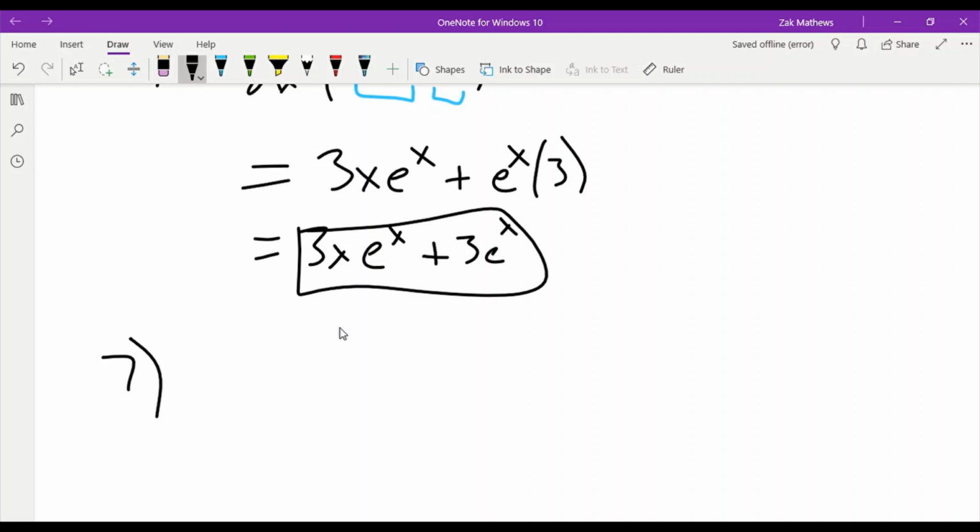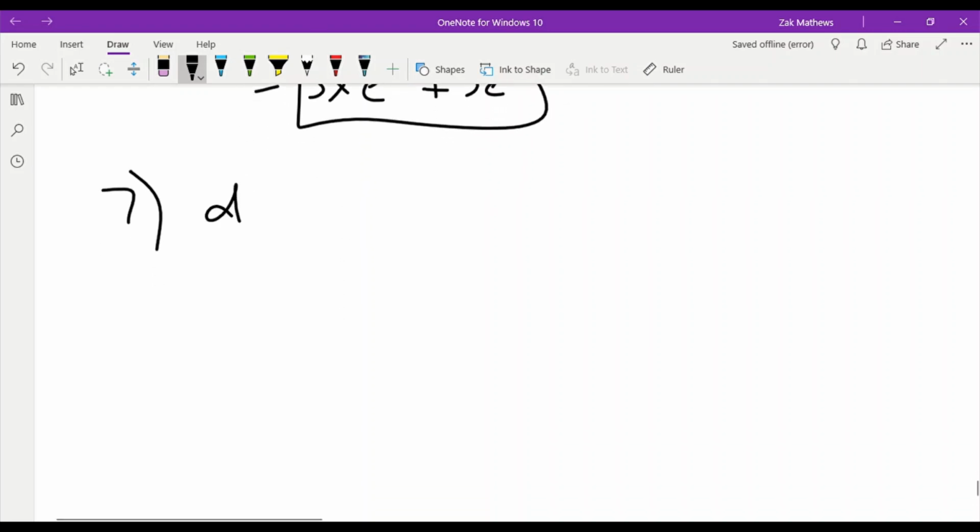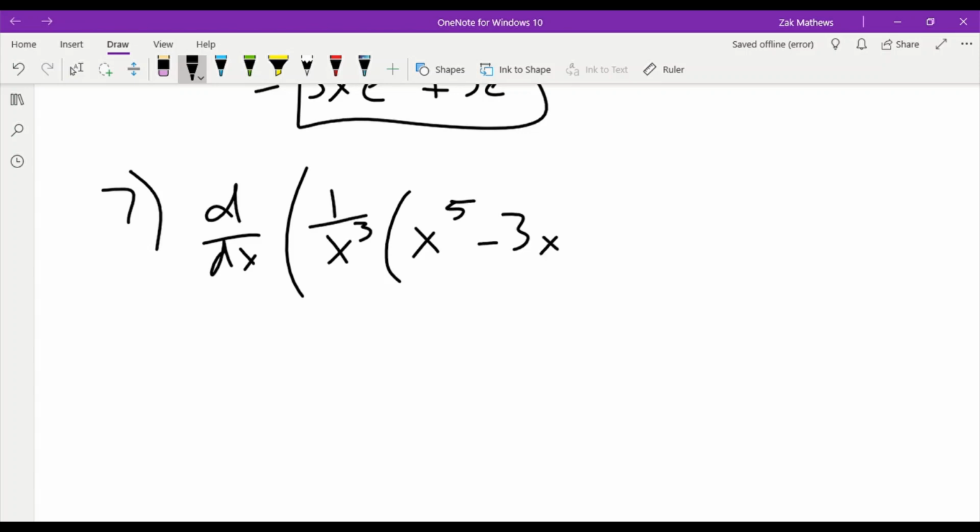Let's take another example. This time I'm going to take the derivative of 1 over x cubed, times x to the 5th minus 3x to the 4th. Now, there might be something obvious jumping out at you that could make this problem a lot easier, but I'm going to ignore that for a second. I see a product here. I see one factor, I see a second factor. So I'm going to use my product rule.